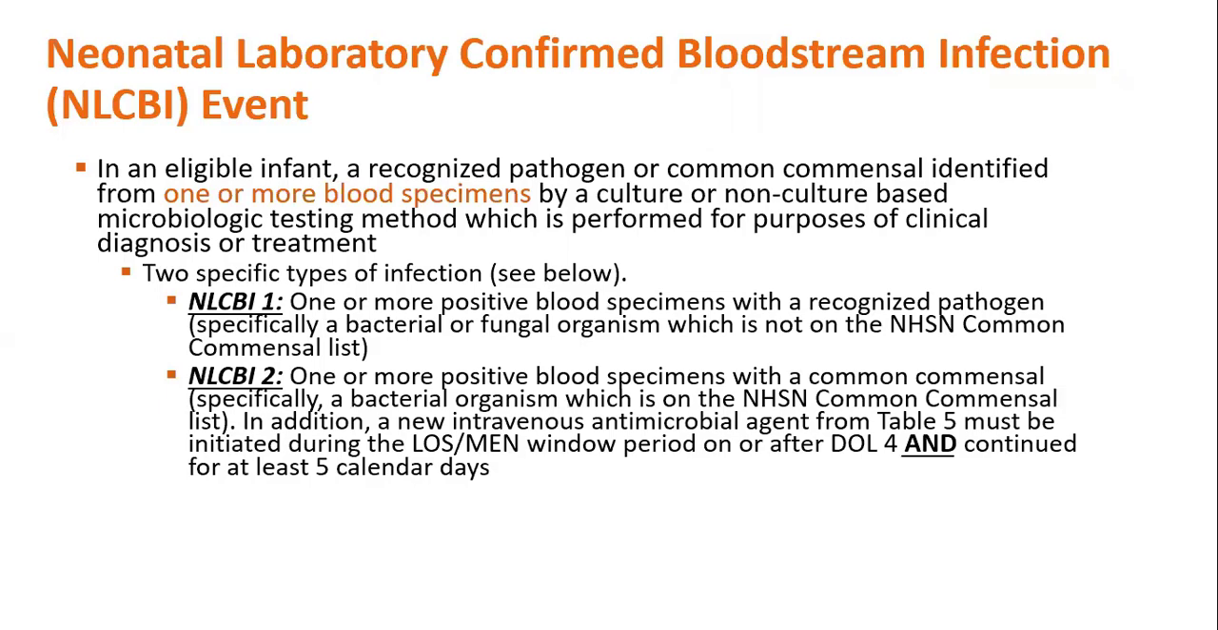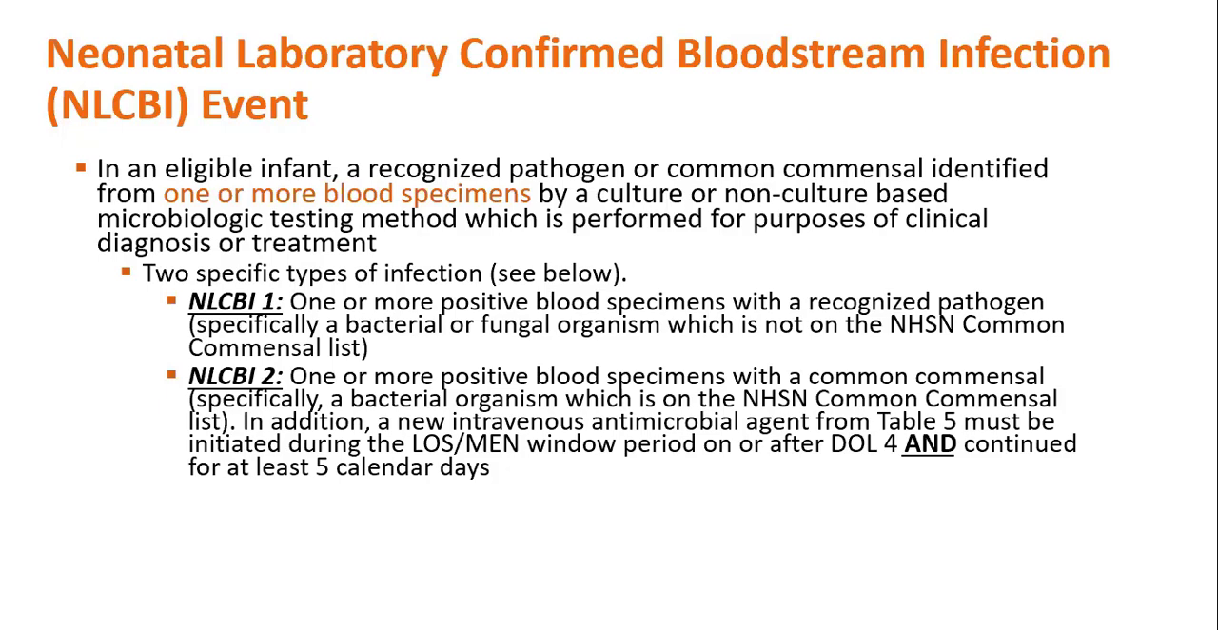There's NLCBI 1, where one or more positive blood specimens with a recognized pathogen, which is specifically a bacterial or fungal organism, which is not on the NHSN common commensal list. And an NLCBI 2, where one or more positive blood specimens with a common commensal, specifically a bacterial organism, which is on the NHSN common commensal list.